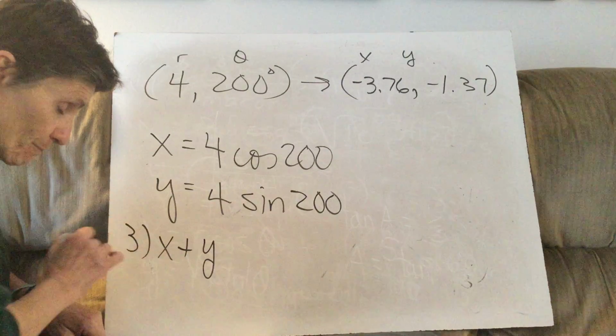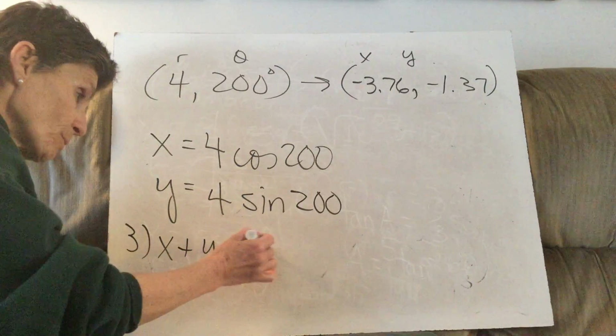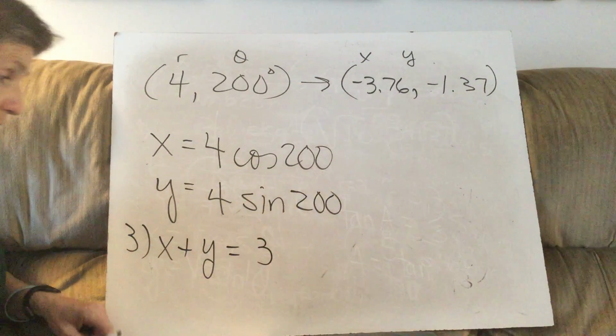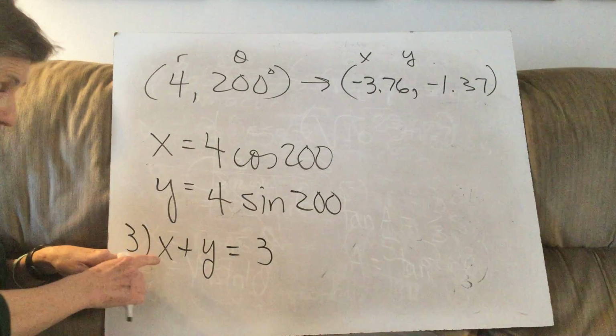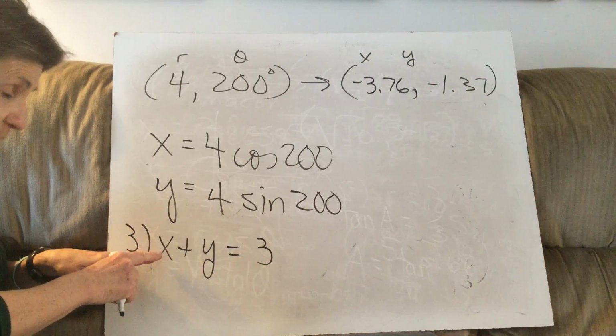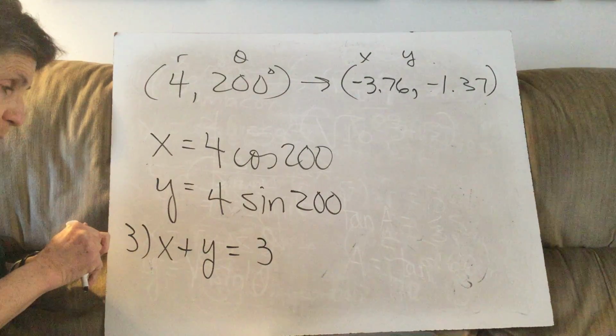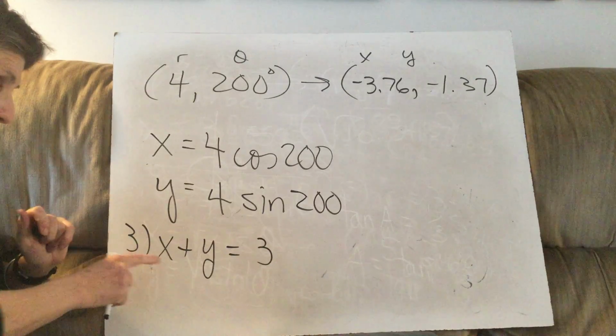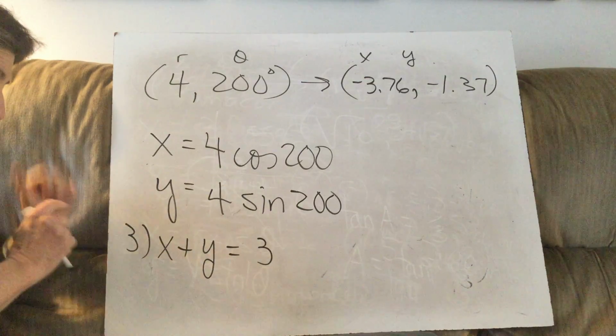Number 3 is another really super simple problem. This is a rectangular equation. This is what's in the problem. But it says change it to a polar equation. So that means we don't want to have x's and y's. We want to have r's and thetas.